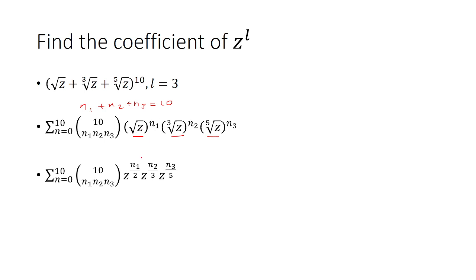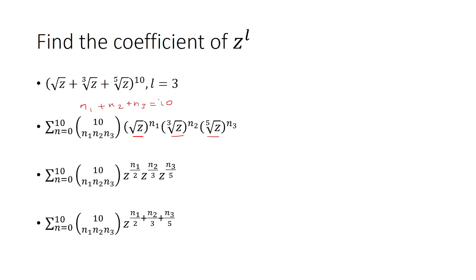So I'm just going to rewrite this. The square root of z raised to the n1 power is z to the n1 over 2. Cube root of z raised to the n2 power is z raised to the n2 over 3. And then the fifth root of z raised to the n3 power is z to the n3 over 5. Now I can combine the z, so we have z and then the exponent n1 over 2 plus n2 over 3 plus n3 over 5.